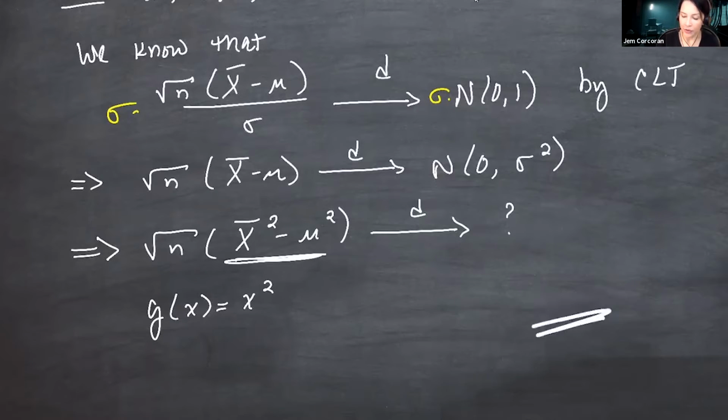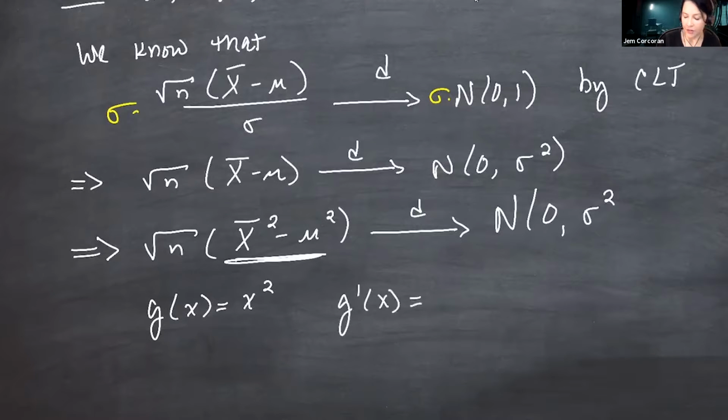Anyway, running this through the delta method, we get a normal with mean 0 and variance sigma squared, and then we're going to take the derivative, and that's 2x, and we're going to evaluate it at theta, but the theta for this problem is mu, and we're going to square it.